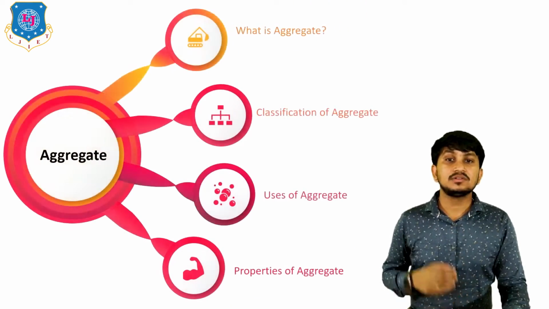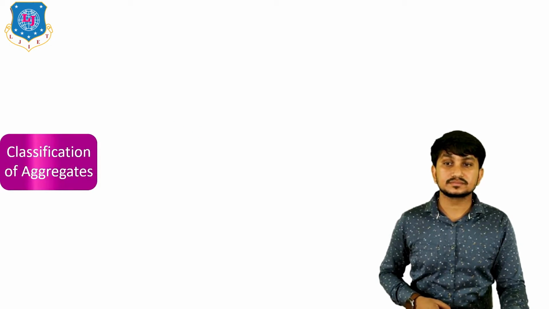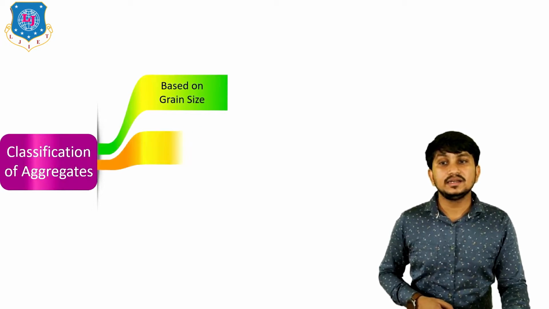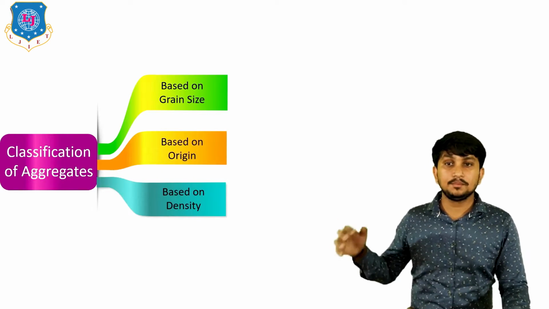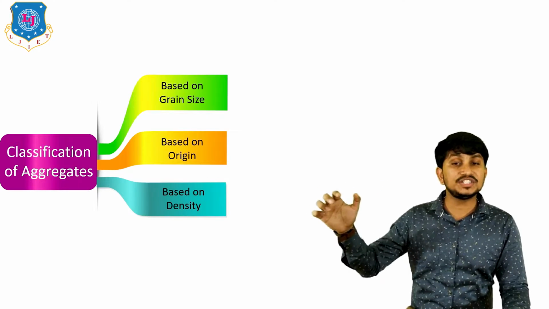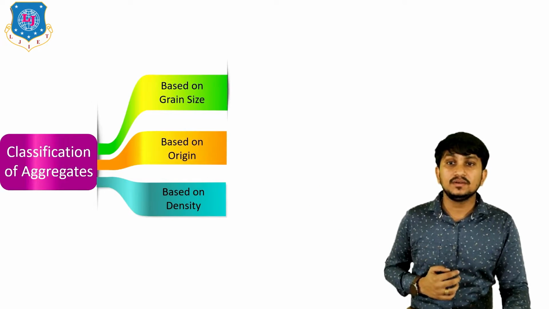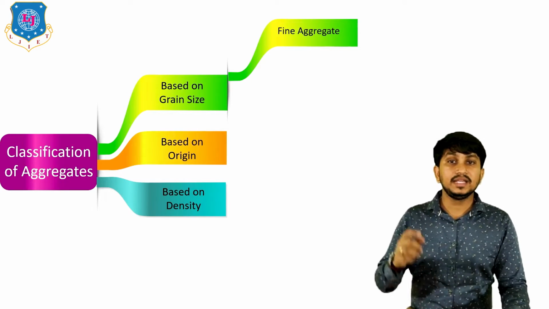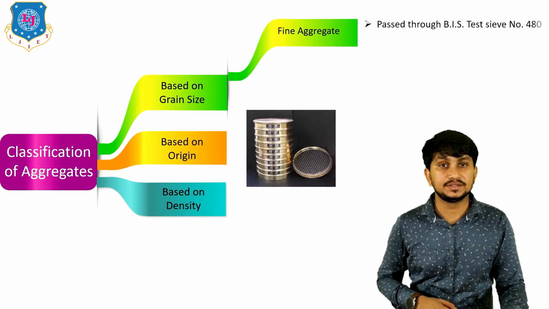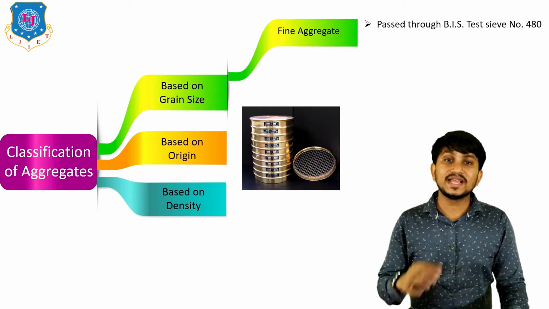Now let's see the classification of aggregates. Generally, classification of aggregates is done by these three things: based on grain size, based on origin, and based on density. First, we will see the classification of aggregates based on grain size, in which the first type is fine aggregate. So, what is fine aggregate?